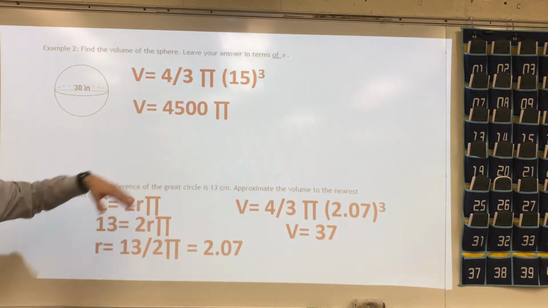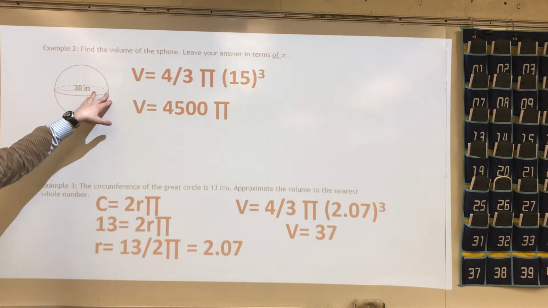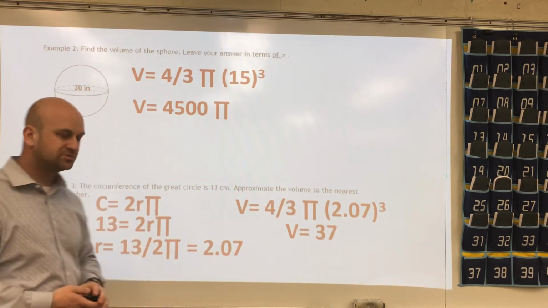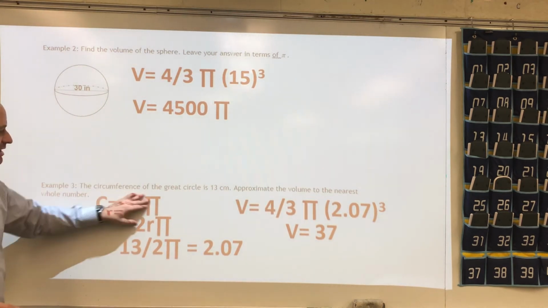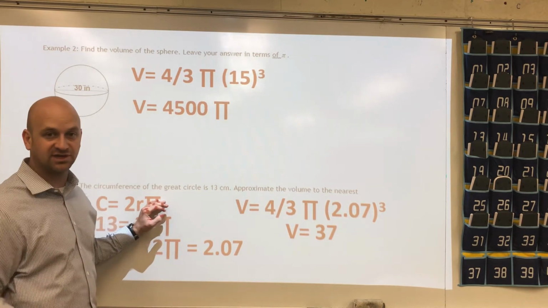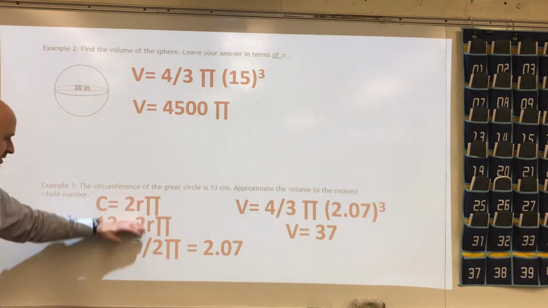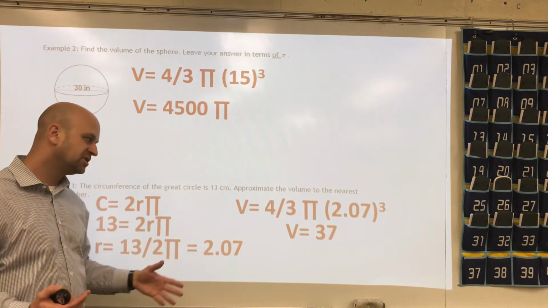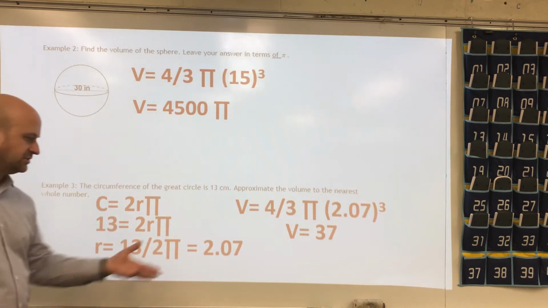These are some very big volumes, of course, right? I mean, 30 inches, that's like a 3-foot big sphere. That's a pretty good sized ball. All right, down here, they tell us the circumference of the great circle is 13. Well, that is the circumference of the actual sphere itself. So by doing this, we find out that the radius is going to be 2.07 units. We could even round it to 2.1 if you want. I use 2.07.